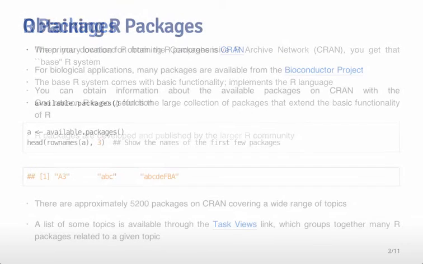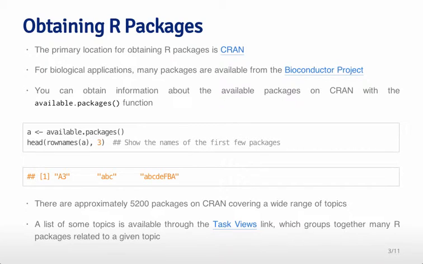So to obtain R packages, the primary place that you're going to go is CRAN, but for some biological applications and some big data applications, you might also go to the Bioconductor project, and I've linked to both the websites here. You can also obtain information about the available packages on CRAN with the available.packages function. So what you would do is enter R, start it up, and you'll get a prompt, and you can type this command, a, and then give it the available.packages argument just like this.